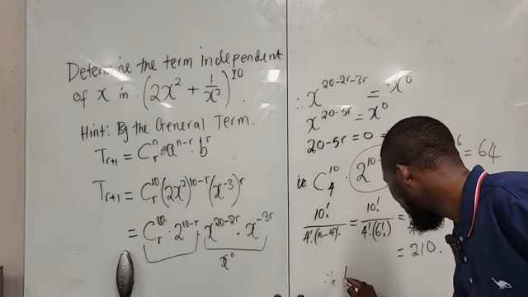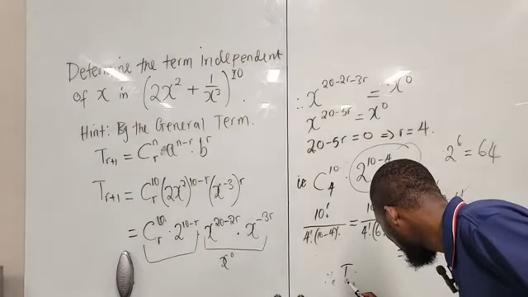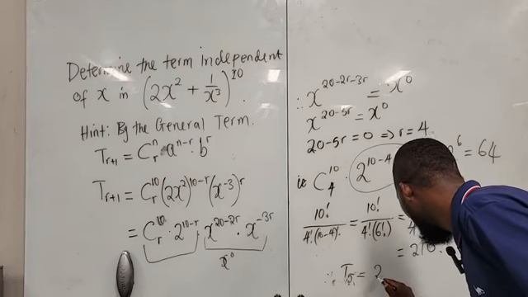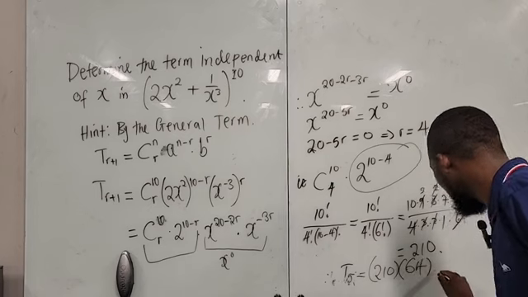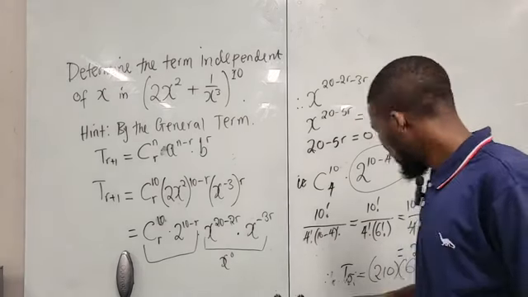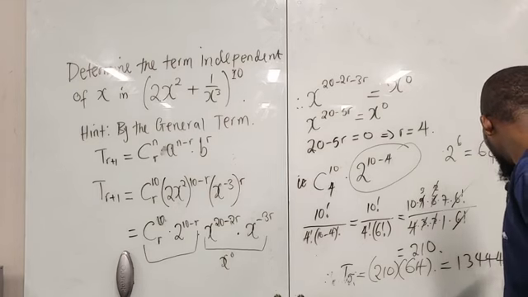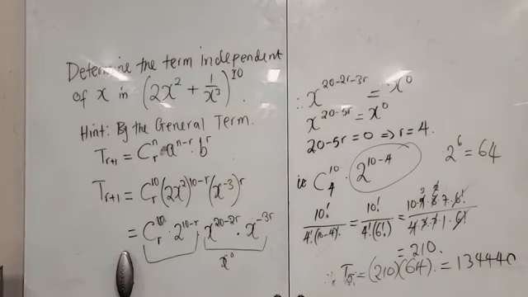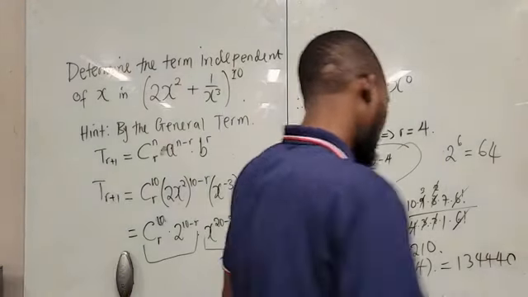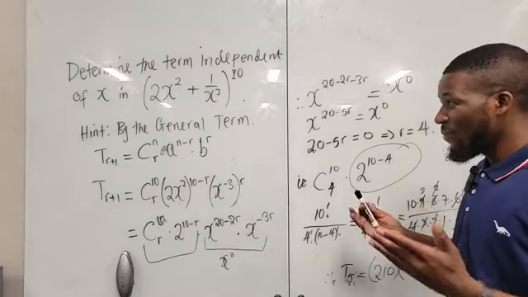our term we are looking for is T4 plus 1, which is just T5. So I can just write T5 here is equal to 210 multiplied by 64. That is what we are looking for. This should give you something like 13440. I think so. Let's check here. Yeah. So that is what this should give you. So this is how we find the term independent of x.